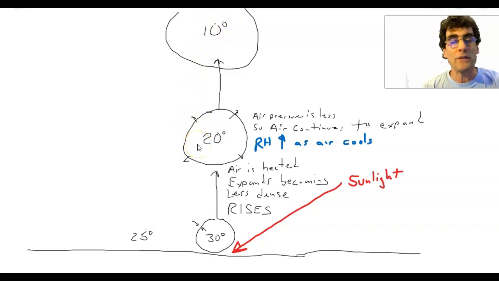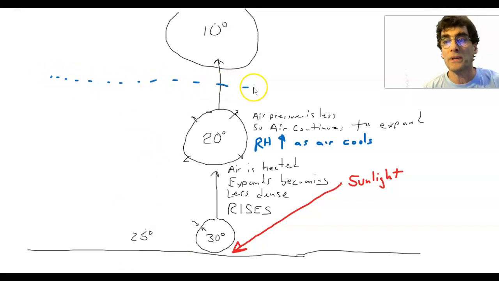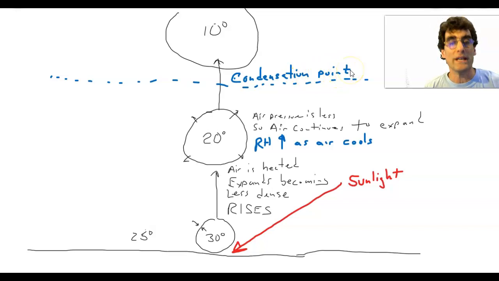And so if the relative humidity is getting higher and higher, if down here it was 50% humidity, and now it's 60, 70, 80, 90, at some point you're going to hit this mark, which we're going to put as a dotted line here. And this is the condensation point. That's the point at which the air is saturated. And if it cools anymore, the water's got to come out. And so it comes out in the form of a cloud.